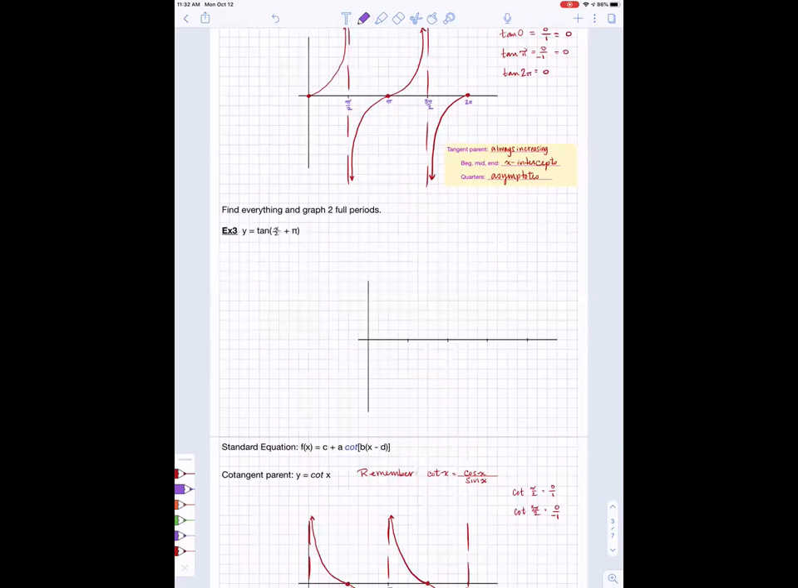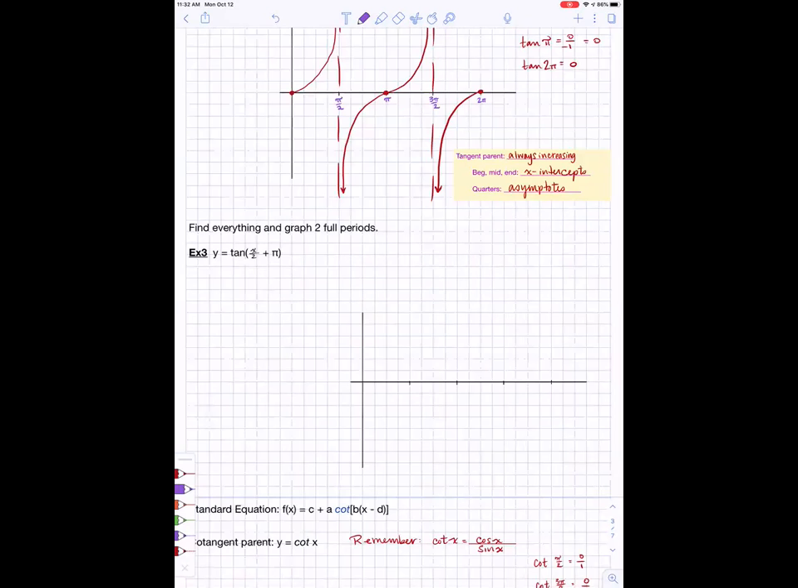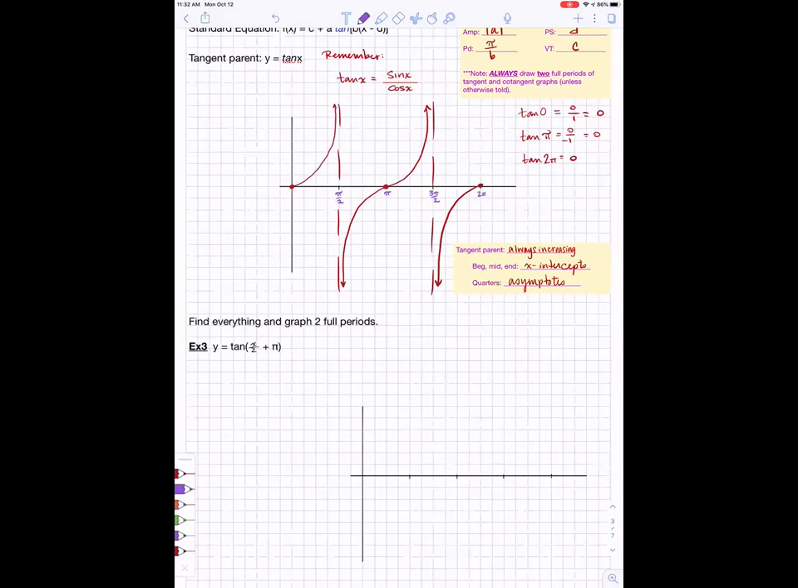All right, so let's go ahead. The other thing to memorize: what's happening on a tangent graph at the beginning, middle, and end? Tangent graph, beginning, middle, and end, what's happening?